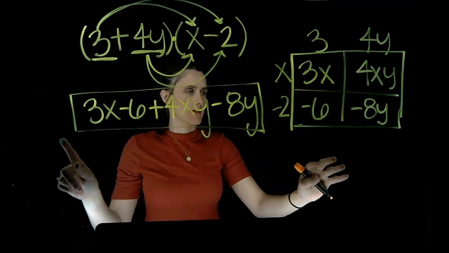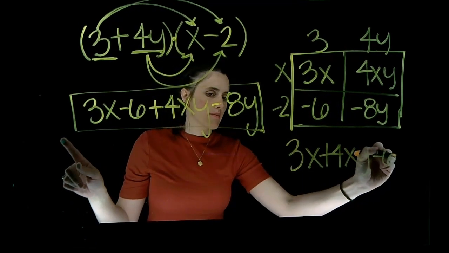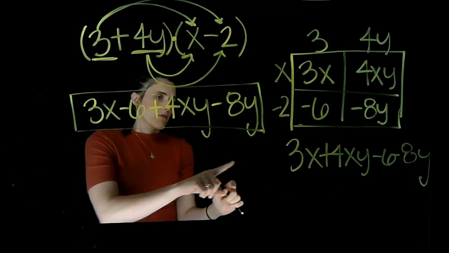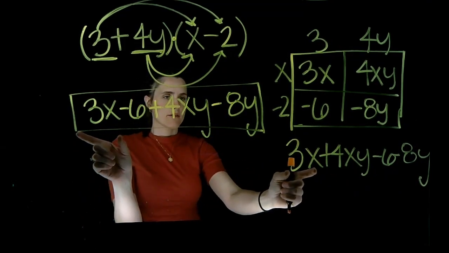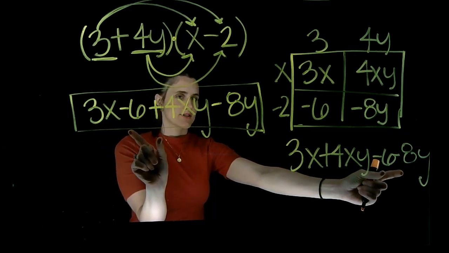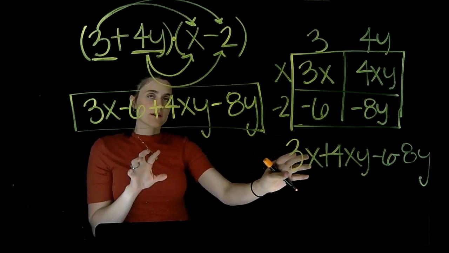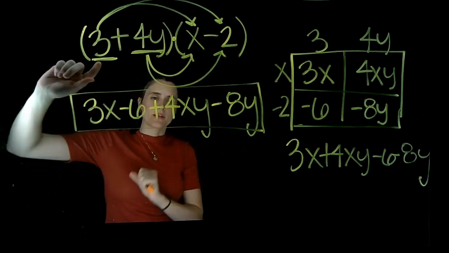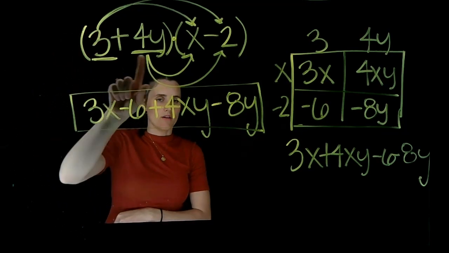So if we add them all together, we'll have 3x plus 4xy minus 6 minus 8y. And we can see over here, we have 3x, and it's okay if they're in a different order. We have our 3x, and then our minus 6's match up, our plus 4xy, and our minus 8y matches up. So either way works, whatever one you prefer. Just make sure that when you're doing the distributive property, we're doing it twice, right? We're doing it with this term, and then also with our second term.